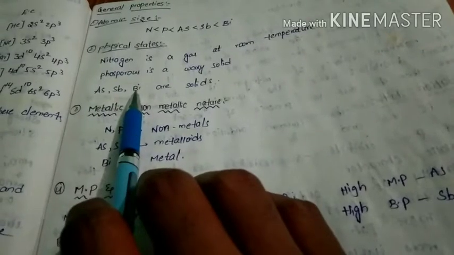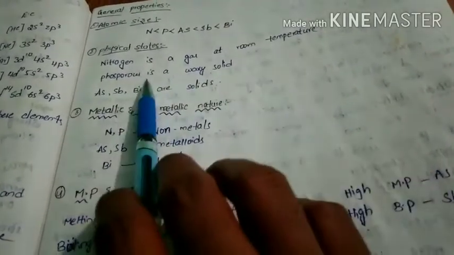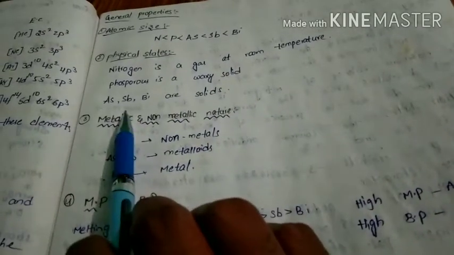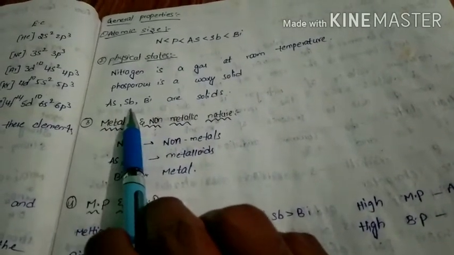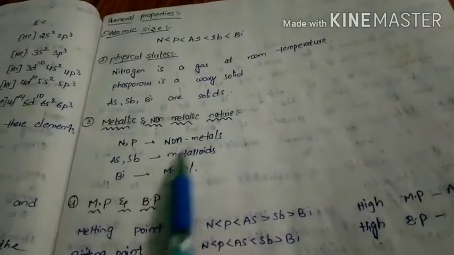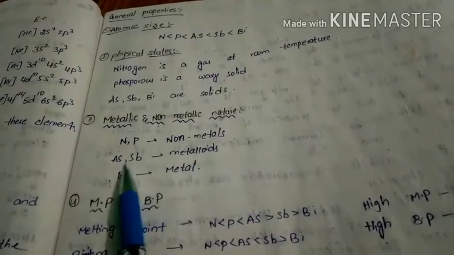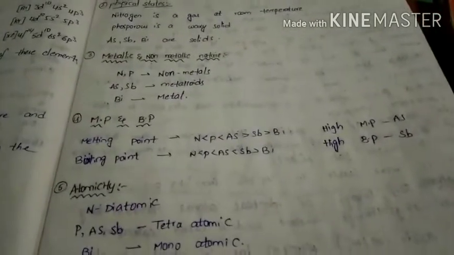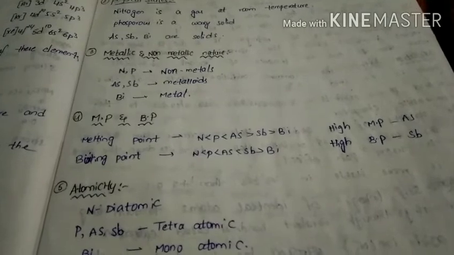Physical states: nitrogen is a gas at room temperature, phosphorus is a waxy solid, that means solid but having waxy nature, and the rest, arsenic, antimony (Sb means antimony), bismuth, are solids. Next, metallic, non-metallic. Nitrogen, phosphorus are non-metals, arsenic, antimony are metalloids, bismuth is a metal. Next, melting point, boiling point. This is a very important point.